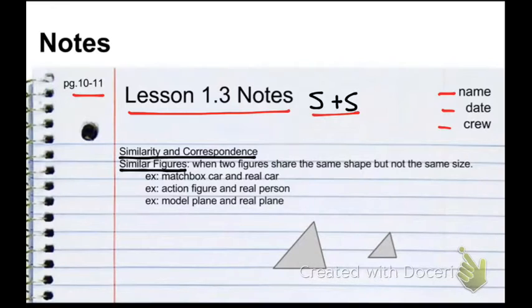For instance, if I have a Matchbox car and a real car, if I have an action figure and a real person, if I have a model plane and a real plane, if I have a person and a statue of that person many times larger, this would all be examples of similar figures.